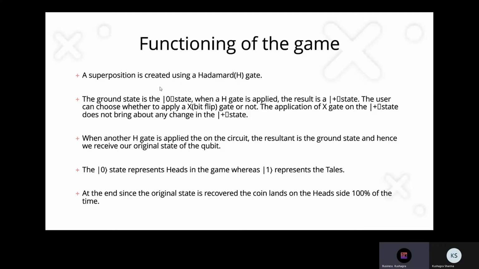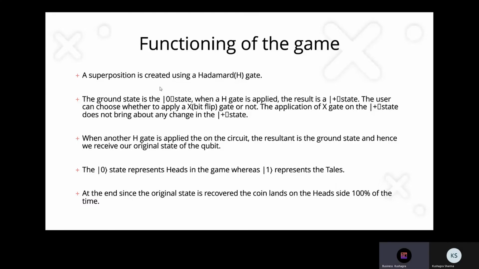Since we are limited by our classical thinking, the human player can only apply the next gate on the circuit, whereas the quantum computer, since it has a non-binary nature, uses an H gate and a superposition. So when two H gates are applied, H gate and H gate, we get the 0 state back, which is the ground state, or the original state, of the qubit.